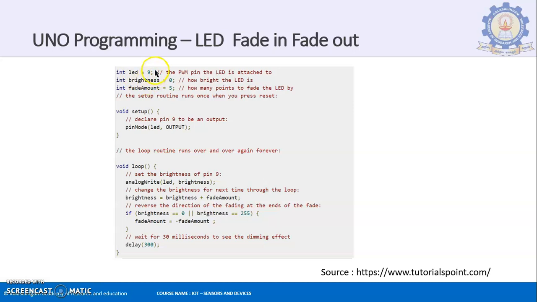So the pin number 9, I am now naming it as what? I'm naming it as LED. So wherever you see LED inside, it means that I'm calling pin number 9 over there. You can see it in two places over here.